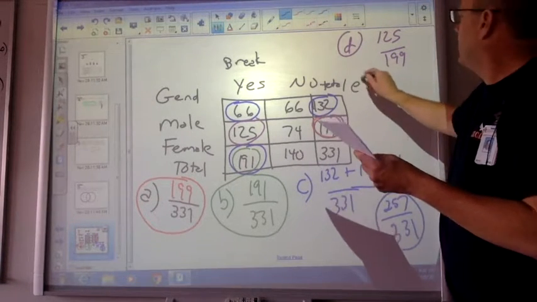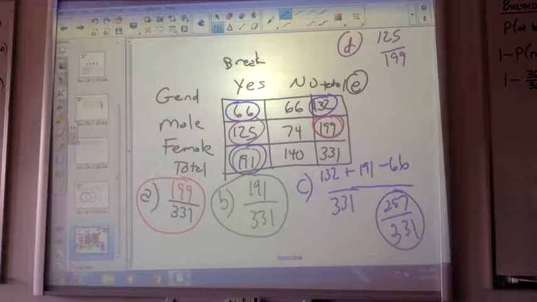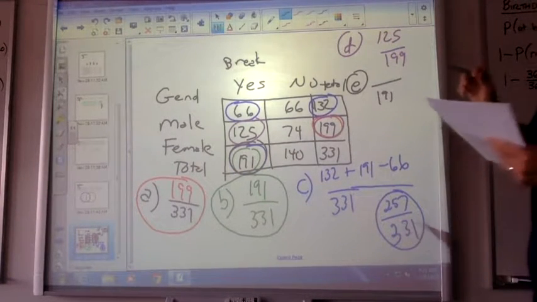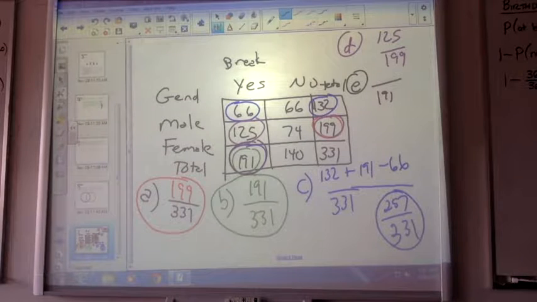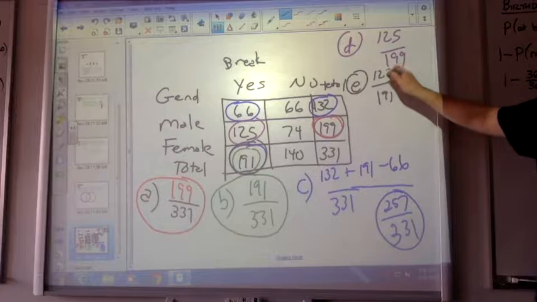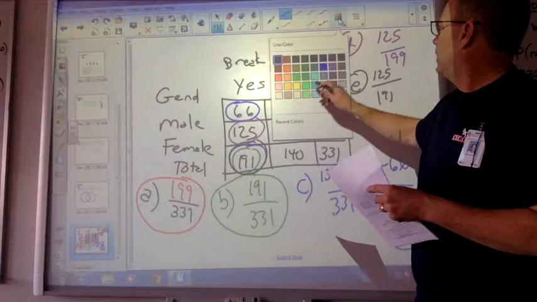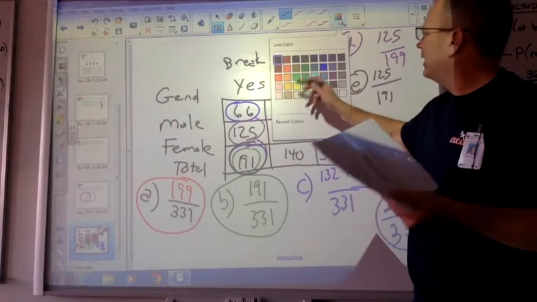Let's see, letter E. What is the probability that a randomly selected student is female given the student ate breakfast? Okay, how many people ate breakfast? We had 191 that ate breakfast. And then how many of the people who ate breakfast were female? 125, right? Let's find a color I haven't used yet. I don't know. Orange sounds good.